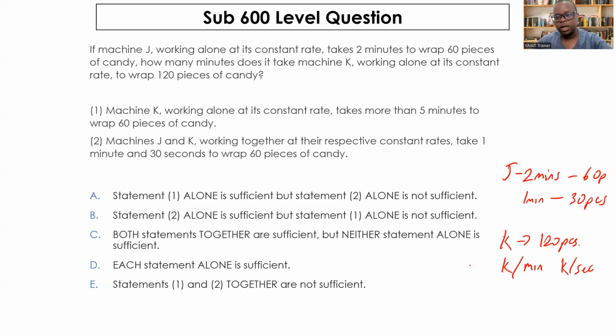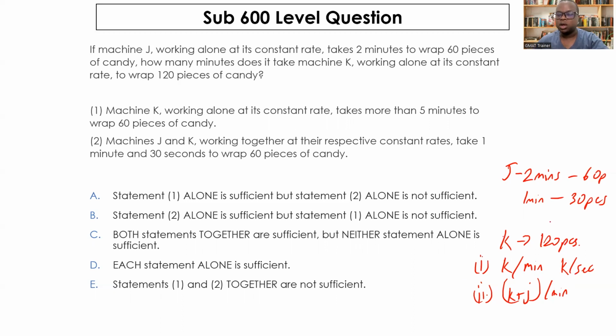The second thing we need to know, which can also help us, is J plus K per unit time, per minute or per second. So if you're able to get either of these two, then you're able to solve the question. You don't need to get the actual minutes being asked, but just need to know the rate of K per minute. How many wraps can K do in 1 minute or 1 second? Also, how much of the wrap can K and J do together in 1 minute or 1 second?